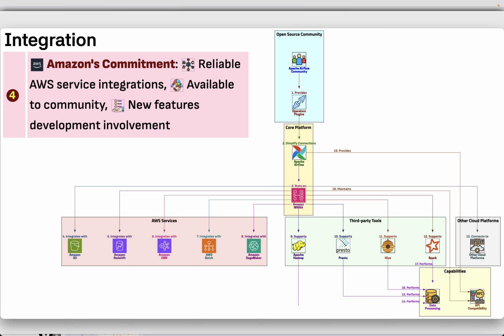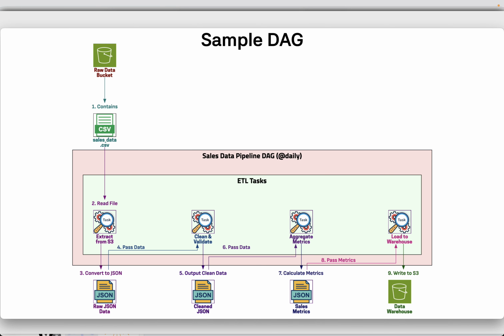Amazon's commitment: Amazon plans to provide its own reliable integrations to AWS services and make them available to the community. They also plan to be involved in developing new features for the community. So now I will explain a sample DAG, which is a directed acyclic graph. So DAG is basically the workflow.